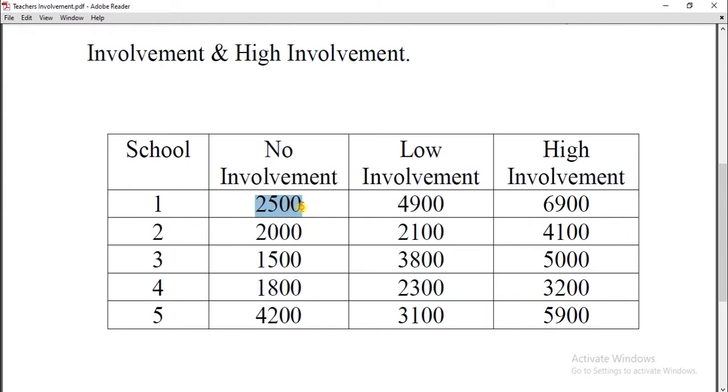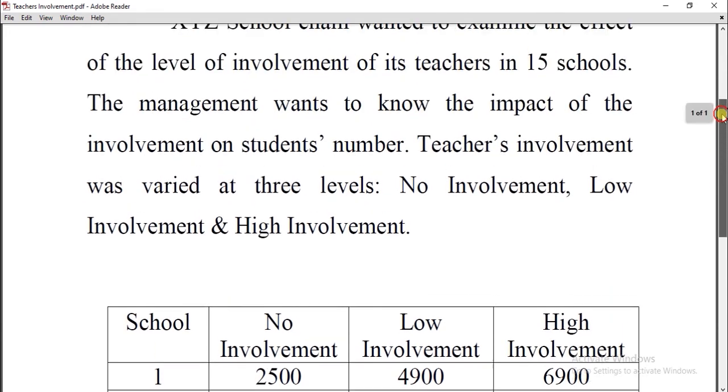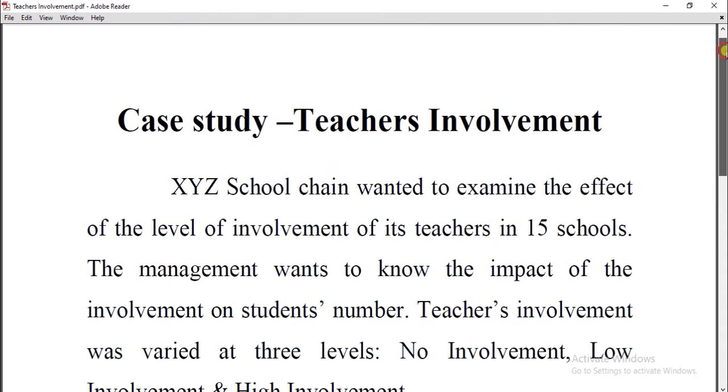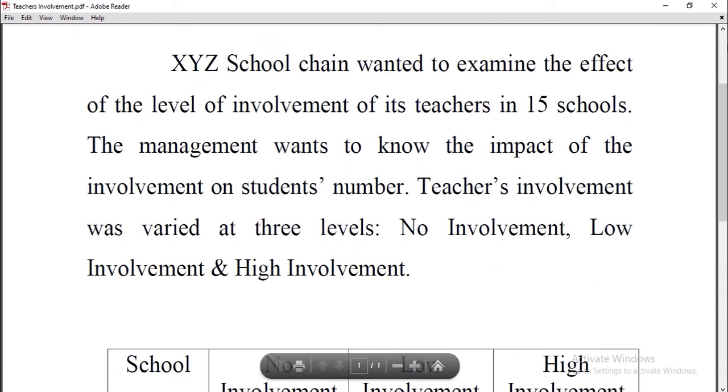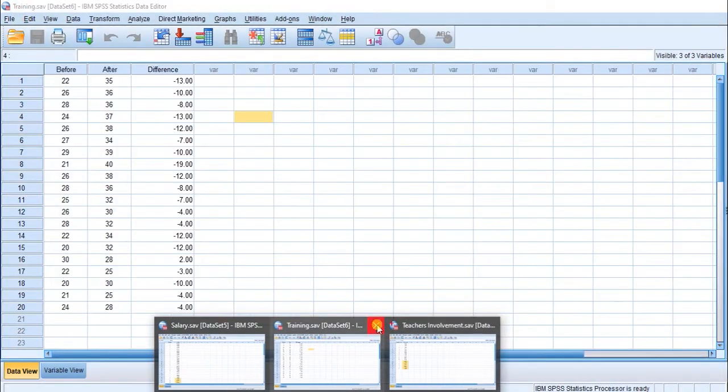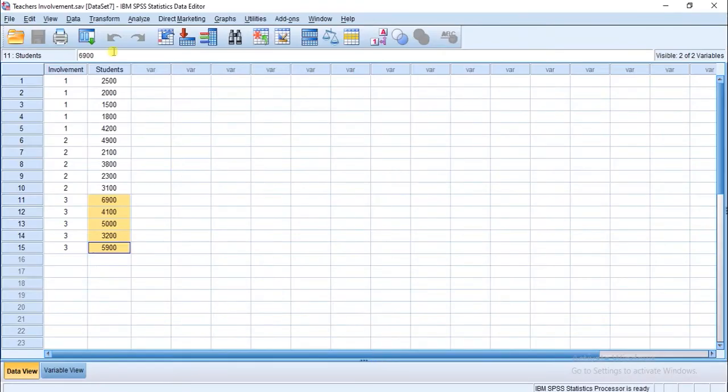When there is no involvement, the students' numbers are 2500, 2000, these are the numbers. In the second group, 5 schools have low involvement of teachers with the students, and the numbers increased: 4900, 2100. In the third case, there are 5 schools where there is high involvement of teachers. Here, students' number increased. So we want to check whether high involvement of teachers in a school increases the number of students or not. For this, we have this case study of teachers.